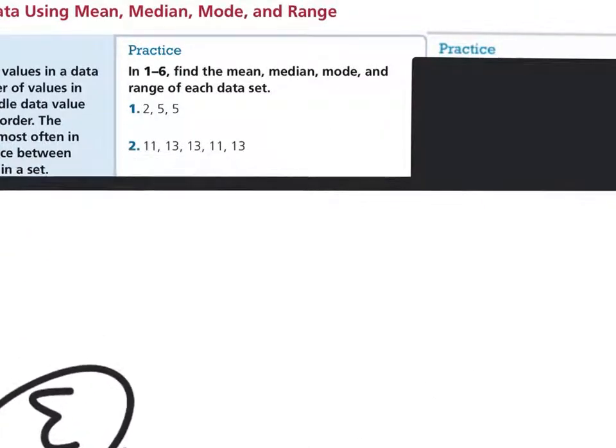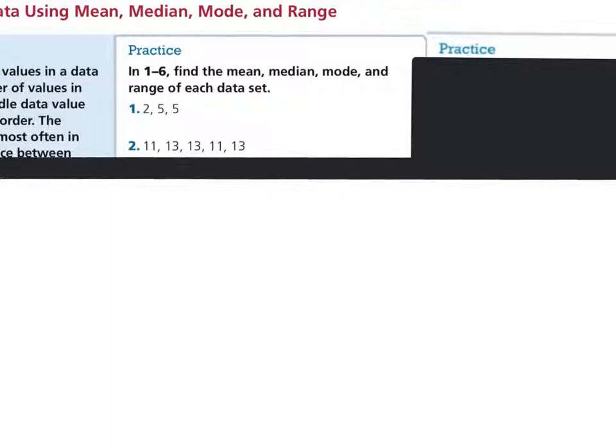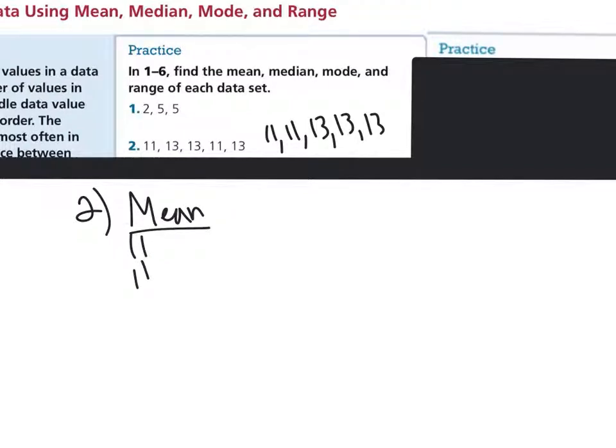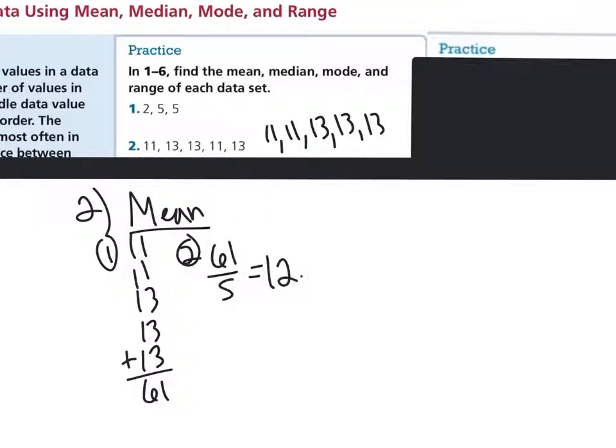If we look at number 2, these are not in order yet, so the first thing would be to put those in order. So we've got 2 11s and 3 13s. For the mean, we're going to add those together first. If we add these together, we get 61. And then we take 61 divided by 5, which is 12.2. If you did it by hand, it'd be 12 1/5. Probably you'd write it as a fraction rather than a decimal doing it by hand.